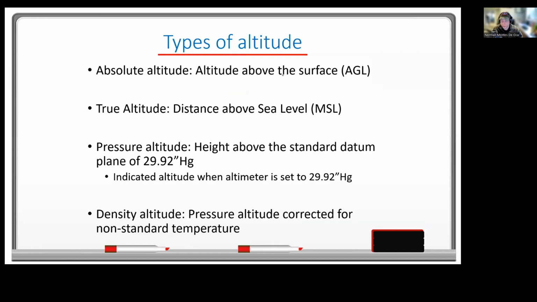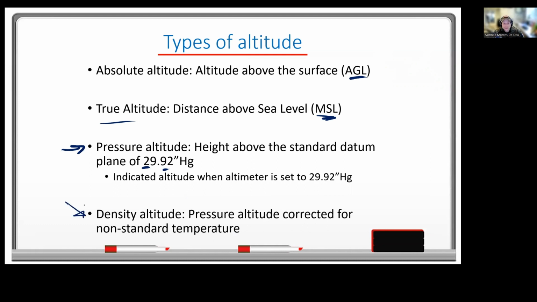Now let's go back to altitude. There are different types of altitude you'd like to be aware of. They are absolute altitude, which is your altitude above the surface, and we say that's AGL, or above ground level. True altitude, which is distance above sea level, and that's MSL, or mean sea level. Pressure altitude is when we set our altimeter to 29.92 inches of mercury, standard pressure, and whatever we read off the altimeter is our pressure altitude.